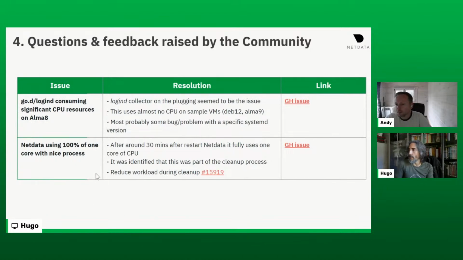And another one is about Netdata using a high percent of one core with a nice process. So after the Netdata restart, 30 minutes after that, Netdata was using a full core of a CPU. And this was linked to the cleanup process. So the team identified that it was needed to reduce the workload during the cleanup process, implementing some indexes and dividing the load a bit more in terms of how this is processed. After this PR was merged, this was fixed, and this is no longer an issue. So I think these for now are the two main things, and this is the last slide for today.